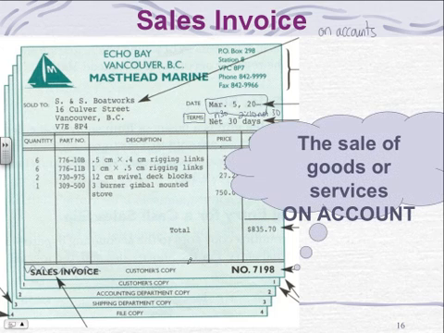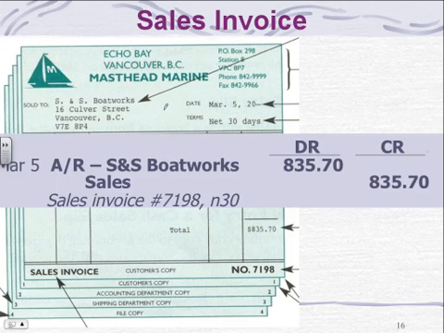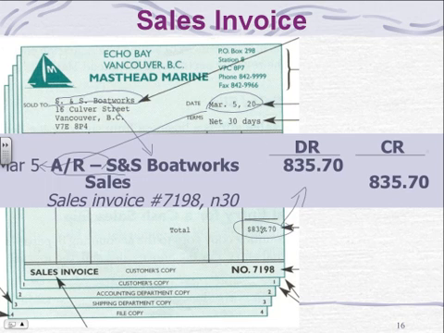So let's look at that journal entry. Okay, sale of goods or services on account. So that journal entry, March 5th, right there, it was on account. They owe us the money, therefore it's an accounts receivable. And the customer is SS Boat Works, so that's how we know who the accounts receivable is, and it was sales. So we debit accounts receivable, credit sales for the full amount of the transaction.